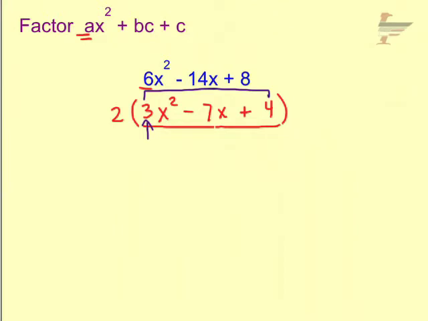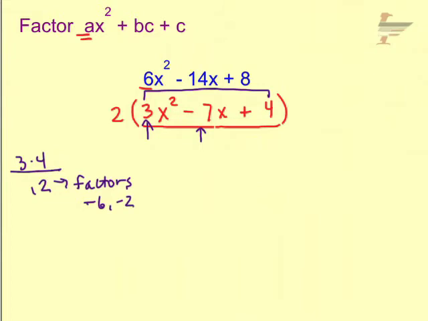But we take our outside numbers and we're going to multiply 3 times 4. And 3 times 4 gives us 12. And what we want to look for now are factors of 12 that will add up to a negative 7. So factors of 12, we want the factors. Because it has to add up to a negative number, but it's a positive 12, I'm going to think of negative factors. So let's see, negative 6 and negative 2.